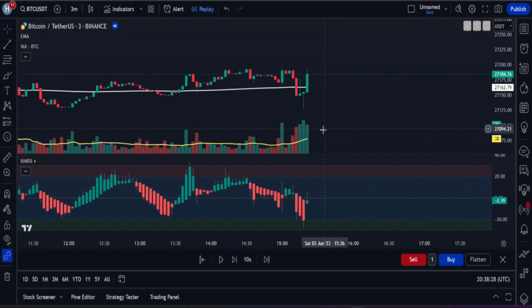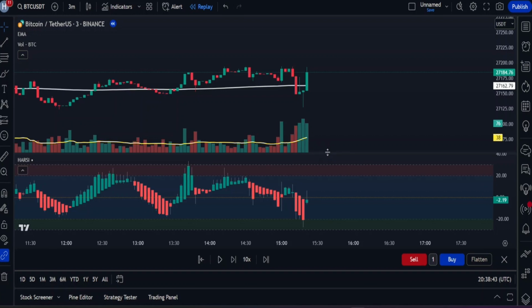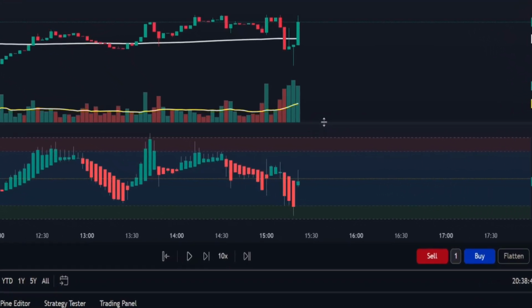So, for a buy trade to be valid, first of all, the price must be in an uptrend. We know this because we can see that the price is trading above the 200 period EMA. However, we can also see that the price just made a pullback to the EMA after which a buy candle was printed, which is a buy signal. If we look at the Heiken Ashi RSI oscillator, we can also see that it was indicating that the market was oversold.